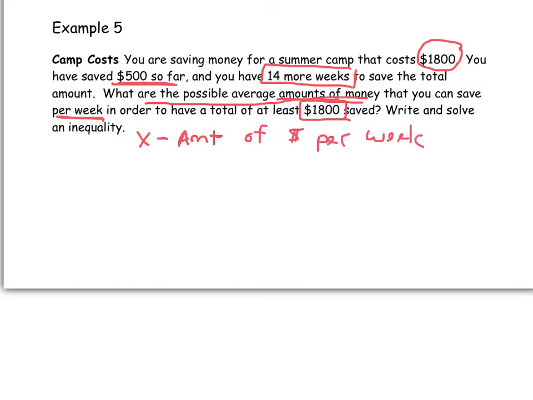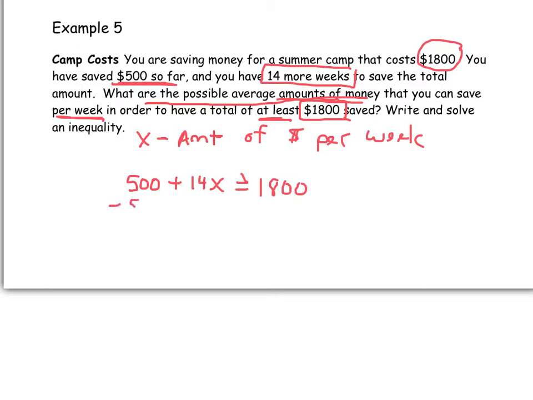Okay, so now that we have our variable defined, we know that it's $1,800 that we have to have at least. So at least. So I'm going to write the 1,800 there. I have $500 so far, so I need to write that. So I have 500 plus I have 14 more weeks. So if I do 14 times x, the amount that I need to save, all of that added together has to be at least 1,800, which means greater than or equal to. And then I just solve it from there.